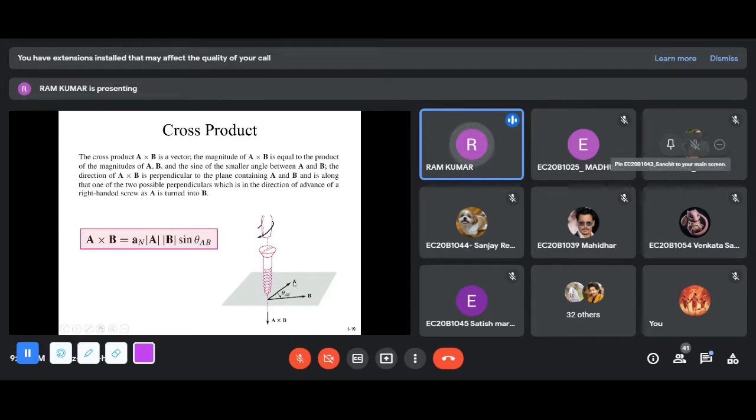This is the A vector, this is the B vector. The angle between these two is theta. So the cross product of these two vectors is exactly equal to the magnitude of A vector, magnitude of B vector, and the sine of the angle between them. Also its direction is given by a unit normal vector. This is all clear, right?